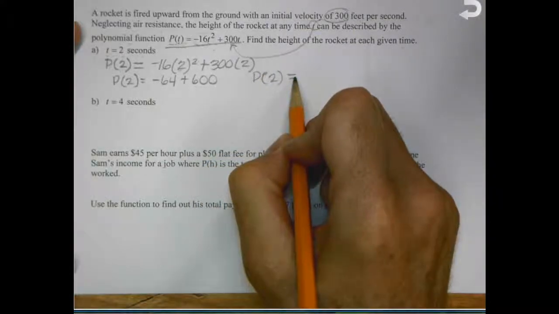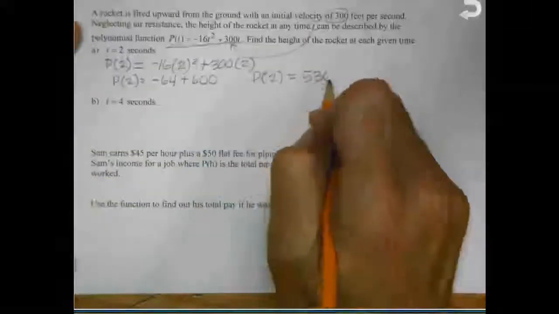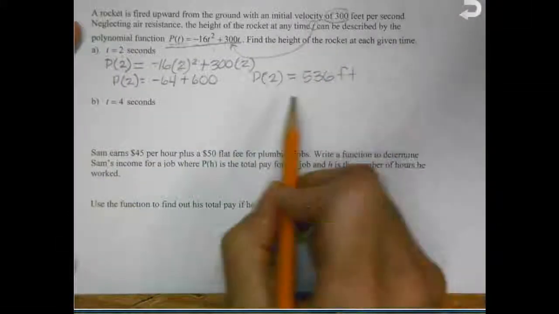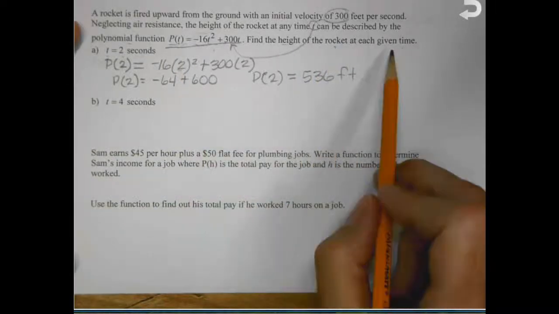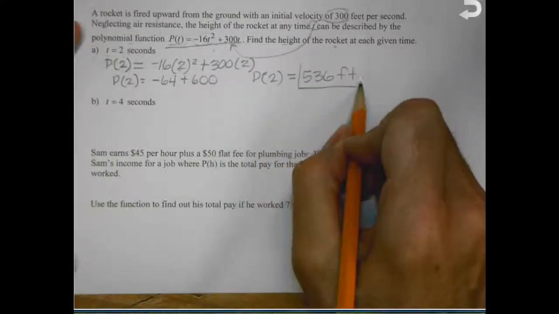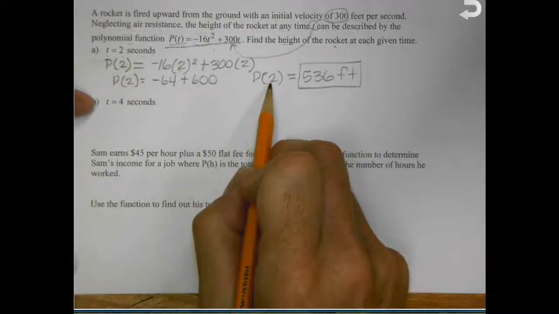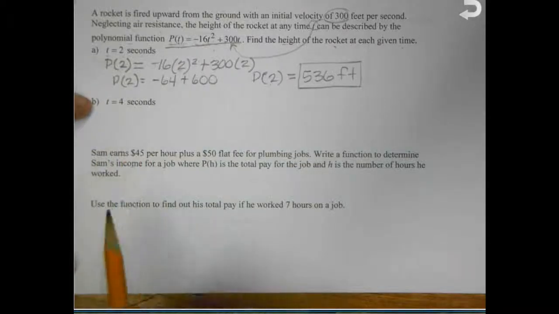And then I can add those two together and I get 536 feet, because we are talking about how high the rocket will be at 2 seconds. So I know the rocket will be 536 feet at 2 seconds. Now to do it for 4 seconds, I think you can go ahead and give that one a try, and I'll show you how I work it.